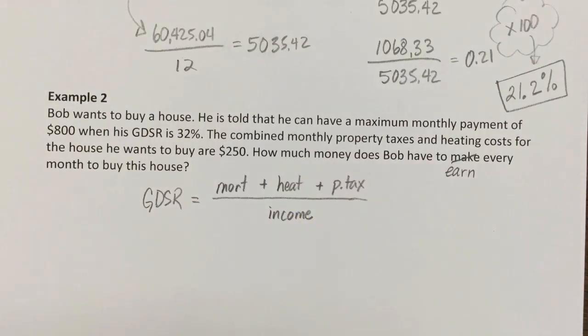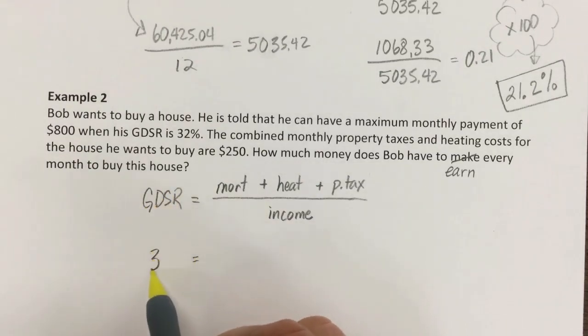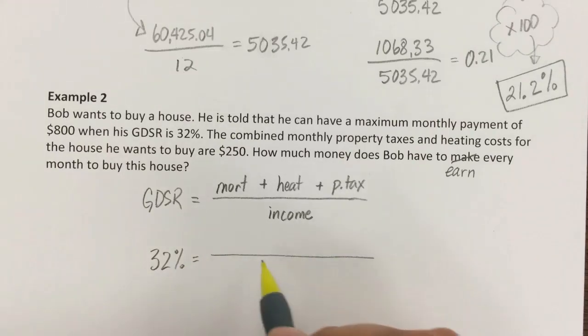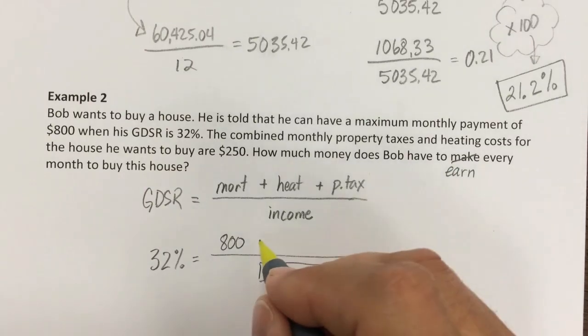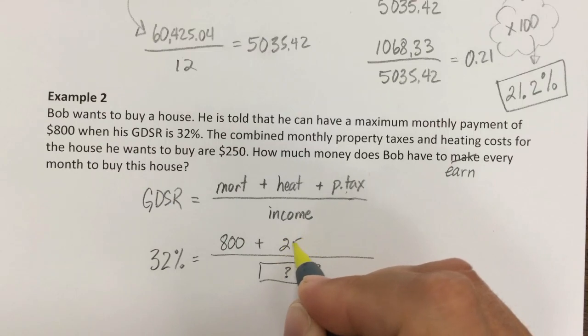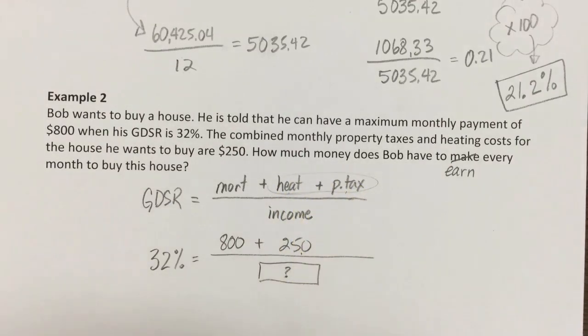Now, what parts do we know? We know that when the gross debt service ratio is 32%, we want to find the income, that's really the question mark. We were told his mortgage payment is $800, and that combining the heating and the property taxes is $250. So basically, we have to figure out what is on the bottom here.